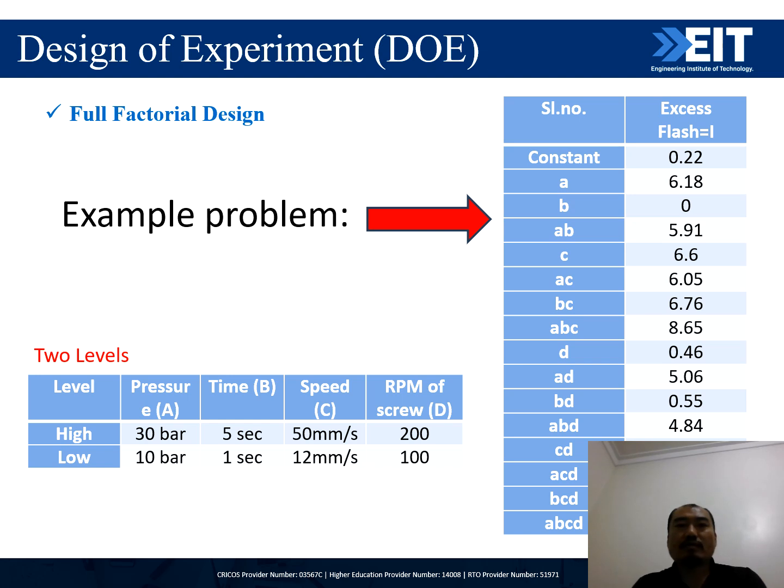For this design of experiment, we will consider the Excel values which are provided, and consider two levels, high and low, and four factors, A, B, C, D, which are pressure, time, speed, and the rotational speed of the screw.